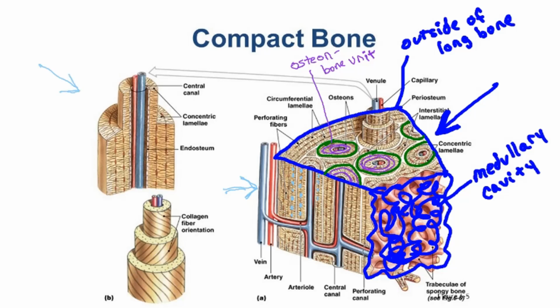If you look over at this picture right here, you can see the central canal, or also called the Haversian canal, if that's important to your teacher for you to know. It's the same thing. And here is a capillary, which is just a miniature artery. That's all a capillary is. And then next to it is the venule, which is a miniature vein. That's all that is. And that runs up and down the central canal.